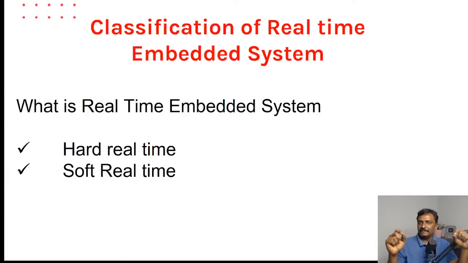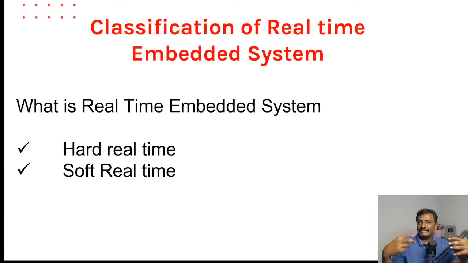You may have a deadline, but missing it will degrade the performance. For example, a gaming device or any VR device, virtual reality device. Missing a deadline may degrade the performance of the system. So that is soft real-time. I will just repeat: a real-time embedded system means the embedded system should complete the task within a specific amount of time. That is called real-time embedded system design.